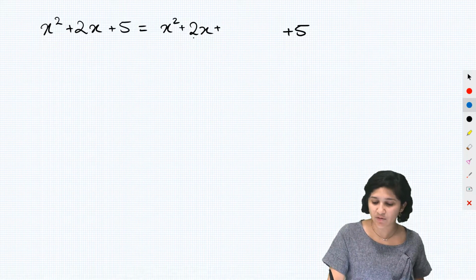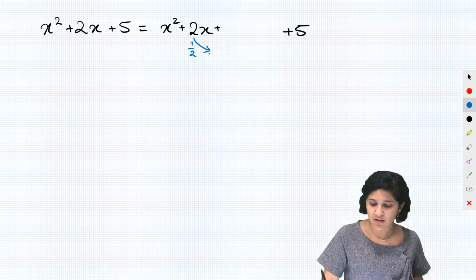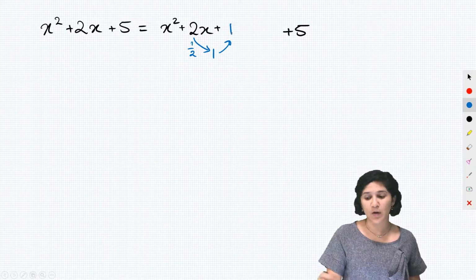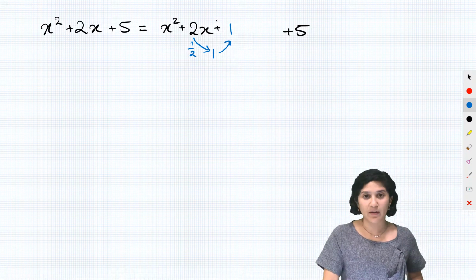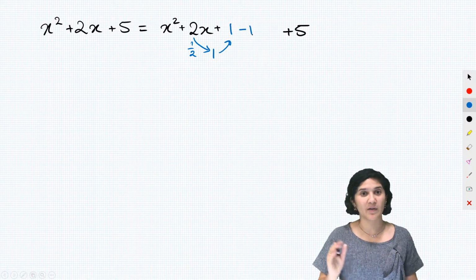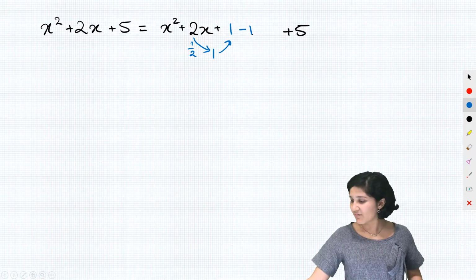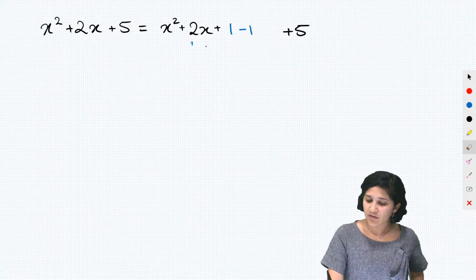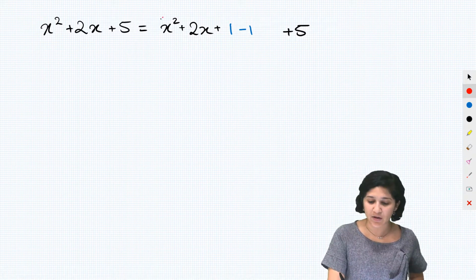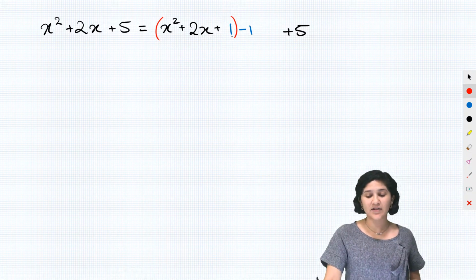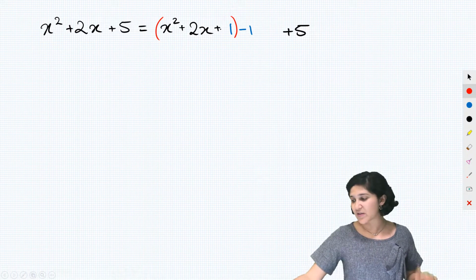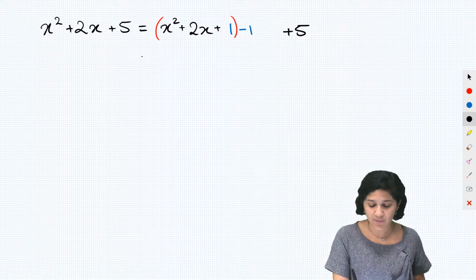So if I go half of this, I'll get 1. And if I square that, that gives me plus 1. So I can't just go about adding 1 wherever I like, so I have to subtract 1 as well. And that way I haven't changed anything. Alright? So that part is actually completing the square because I added in this constant term that makes that part a perfect square. Alright, that's why we call the method completing the square.